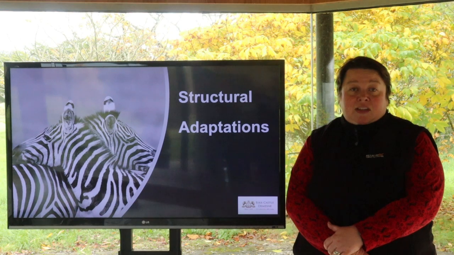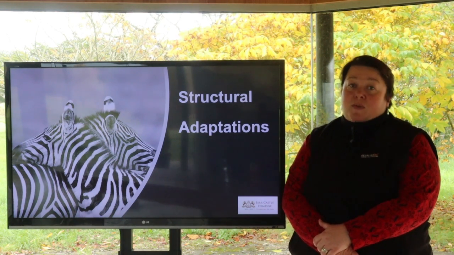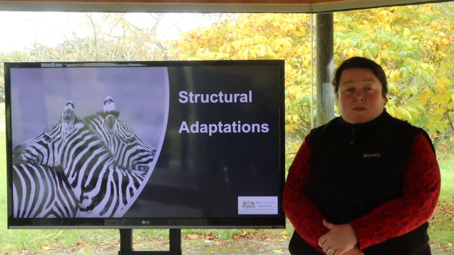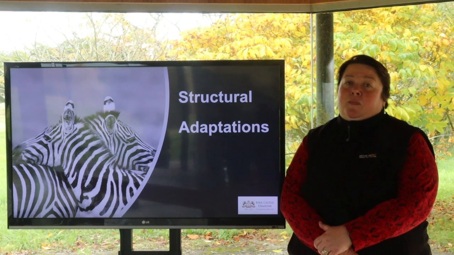For instance, camouflage is a structural adaptation, as we see in zebras. It can cause confusion in predators such as lions and make it hard for them to identify one individual animal amongst the herd, allowing them to escape any predatory risk.